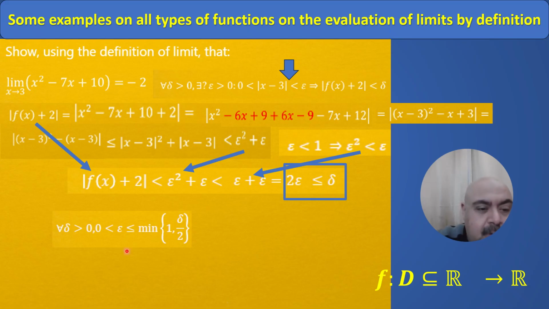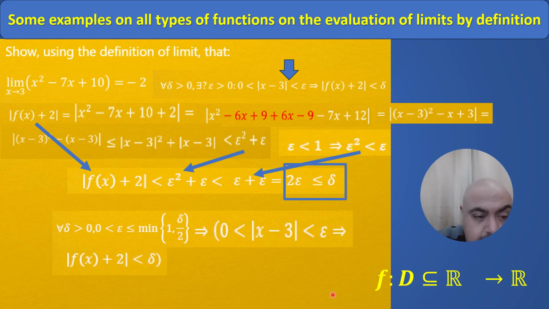So now epsilon will be the minimum of 1 and delta over 2. So |x - 3| less than epsilon will lead to |f(x) + 2| less than delta, and so the limit holds.